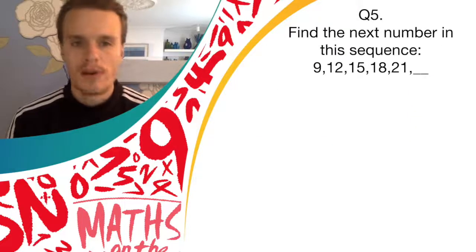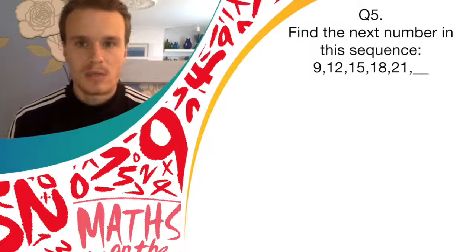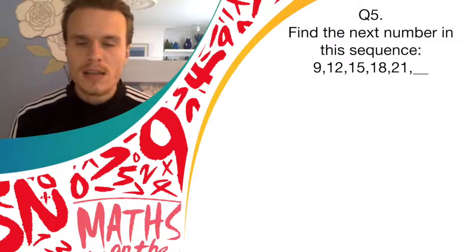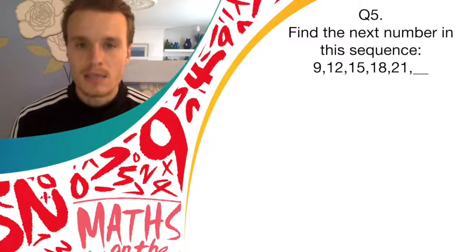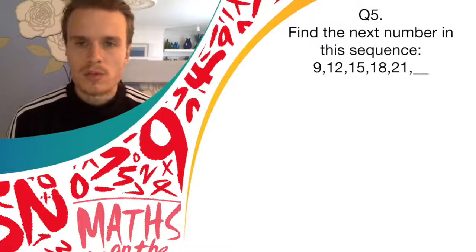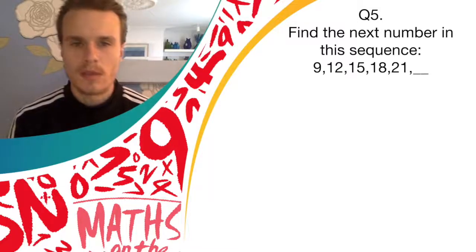On to question 5. This one's a sequences question, so listen to the numbers in the sequence carefully. Find the next number in this sequence: 9, 12, 15, 18 and 21. So what is the number that comes after 21 in that sequence? Have a think for a few seconds.